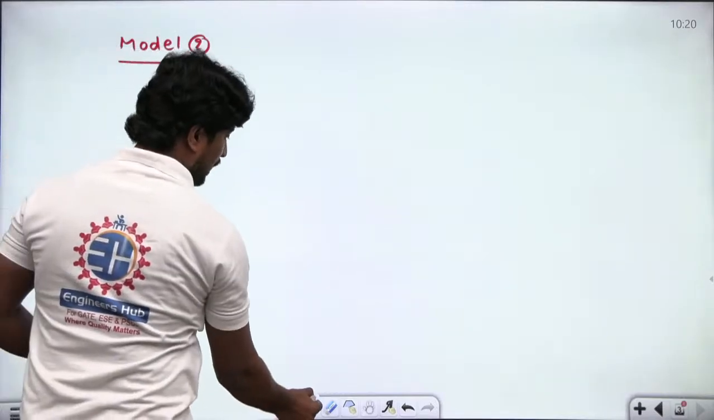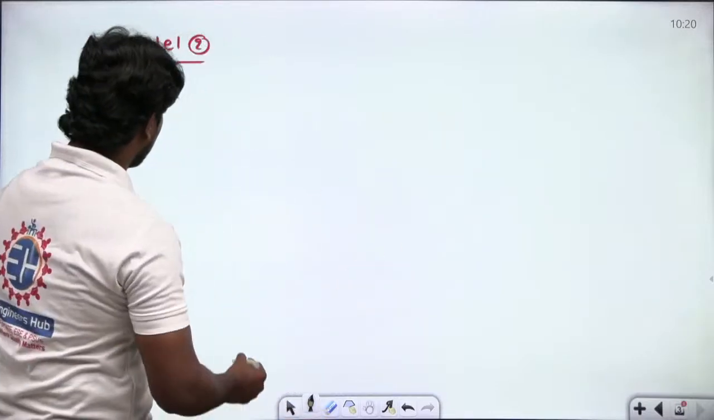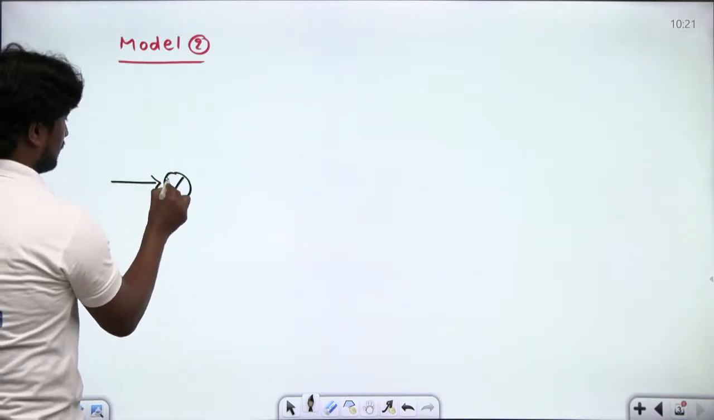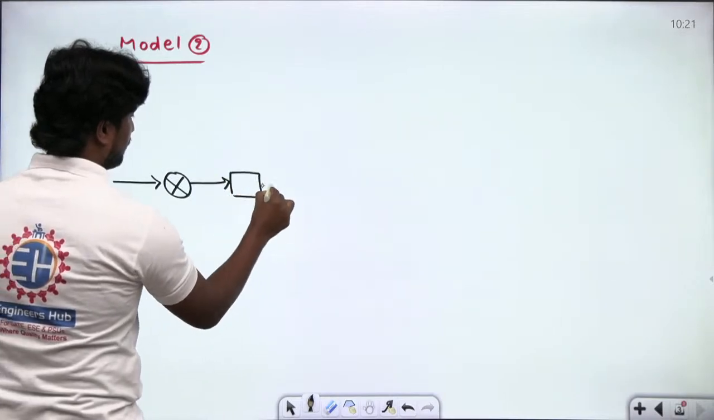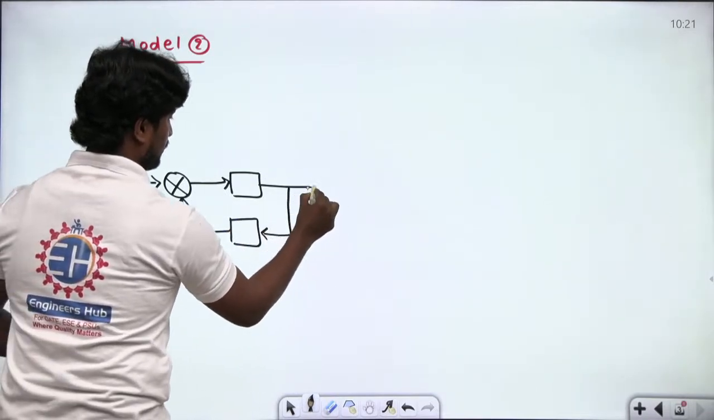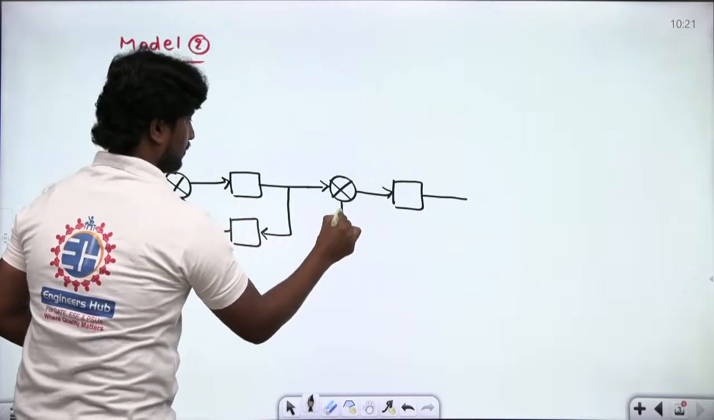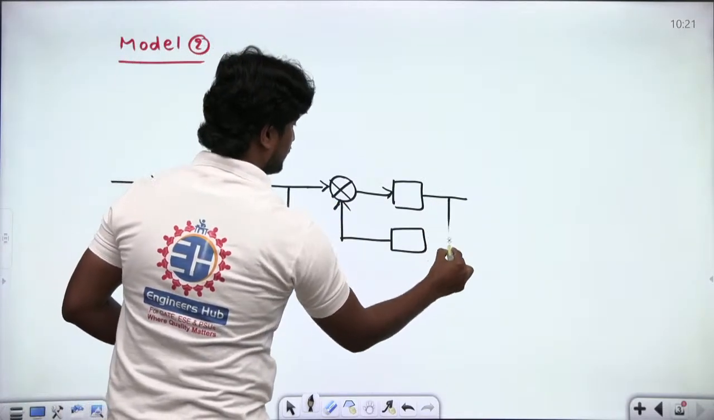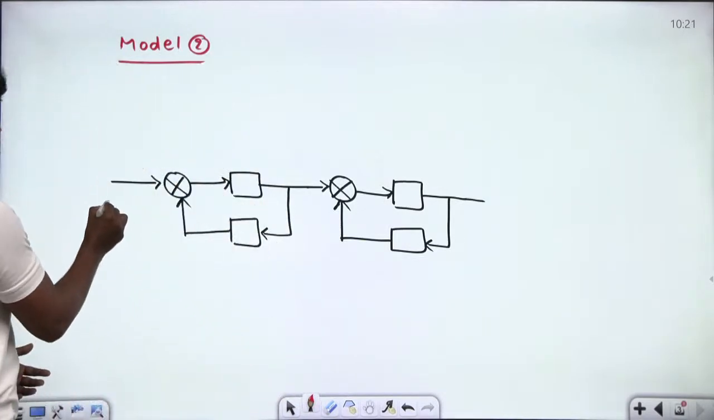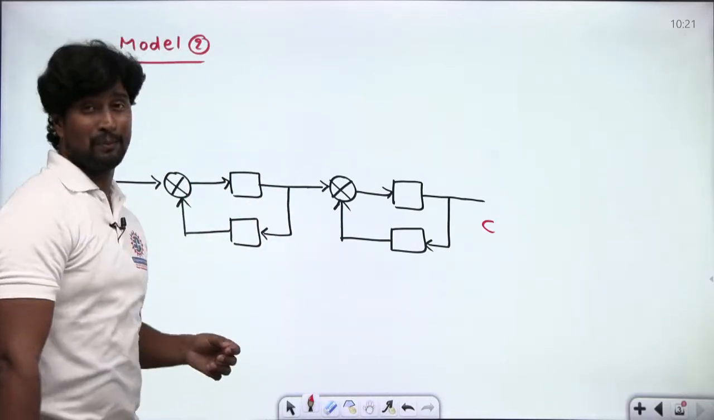First, I would like to draw the relevant diagram for model number two. I introduced the diagram for model number one. Like that, I would like to introduce the relevant diagram for model number two. Guys, carefully listen. See, input is as usual R, output is as usual C. Generally that is R of S and C of S.